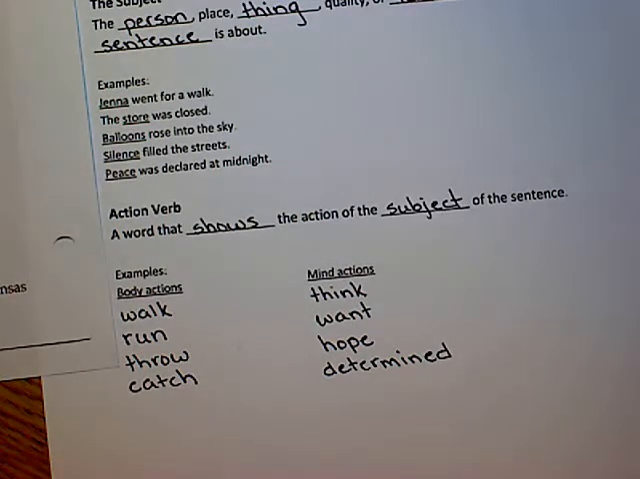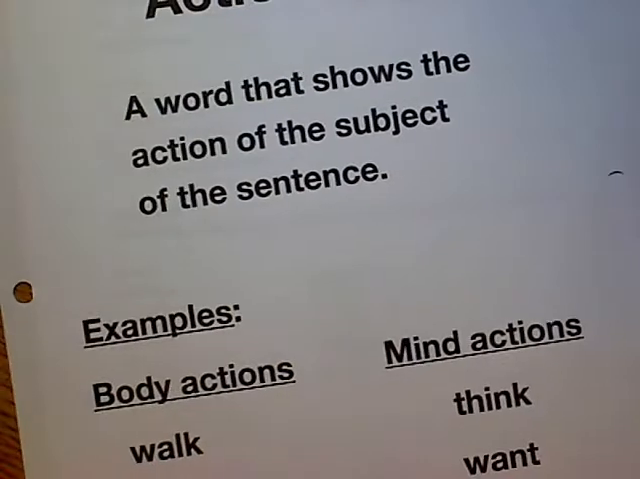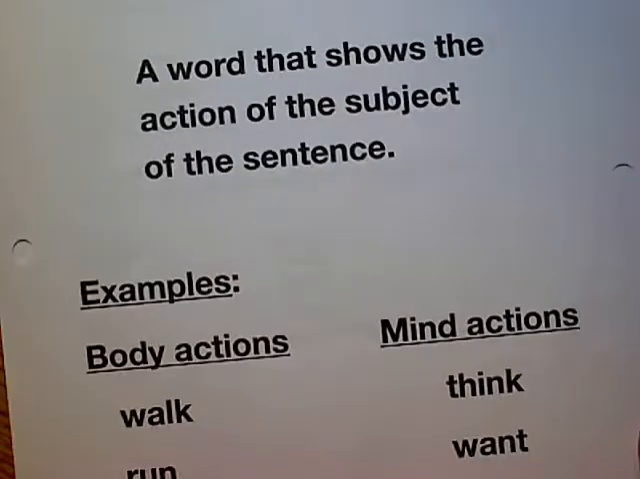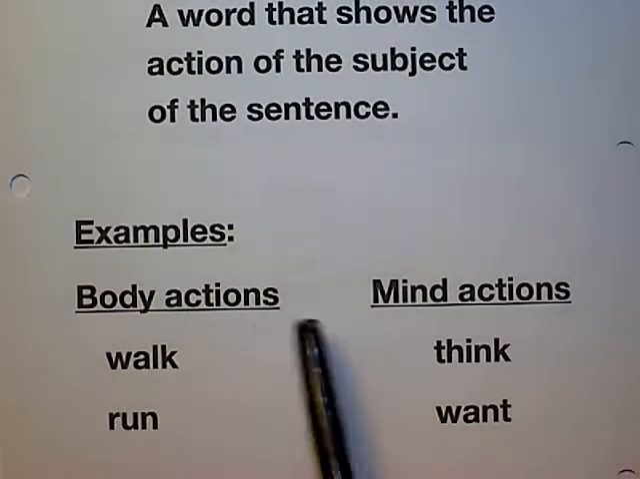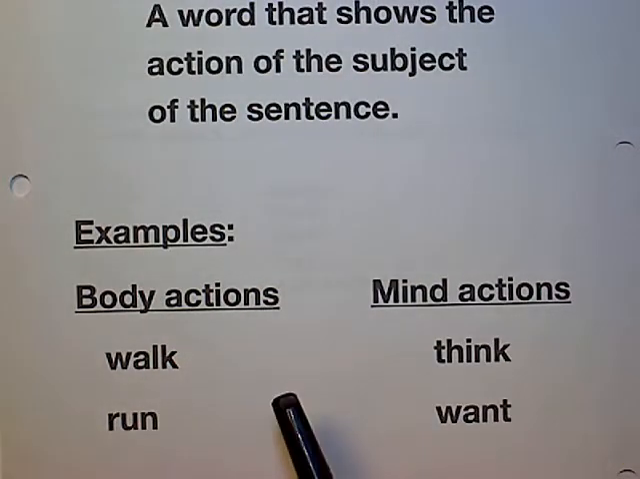Amanda determined that she was going. So determined was just a mind action. You know, she did it up here, but you can't see it. So those are some things that your mind can do and your body can do. Those types of actions are very helpful.